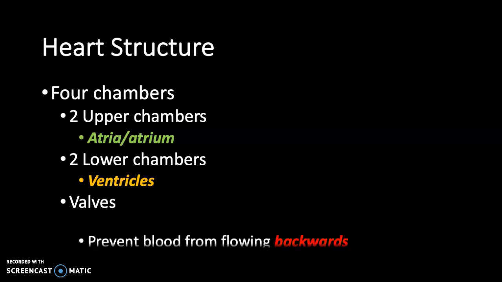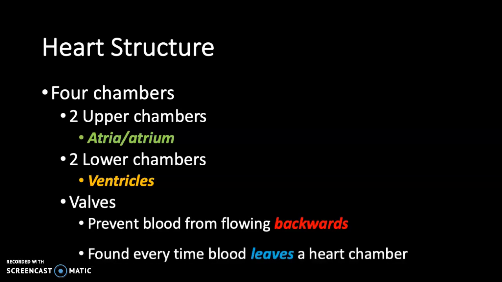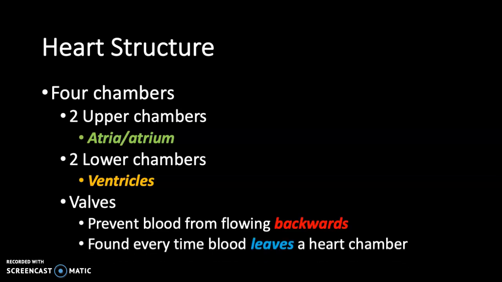Your heart has valves too, but the valves in your heart are a little bit different. Their job is to prevent blood from flowing backwards. Because you don't want blood to be going from the right ventricle back to the right atrium. You always want to make sure the blood is moving forward, and the way to do that is to put a gate in between the right atrium and the right ventricle so that once the blood goes through, it can't go backwards. So every time that blood leaves the chamber of the heart, there is going to be a valve.